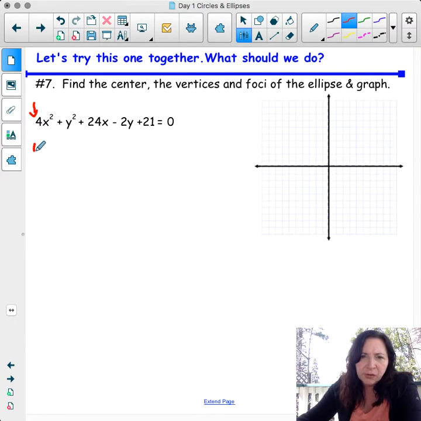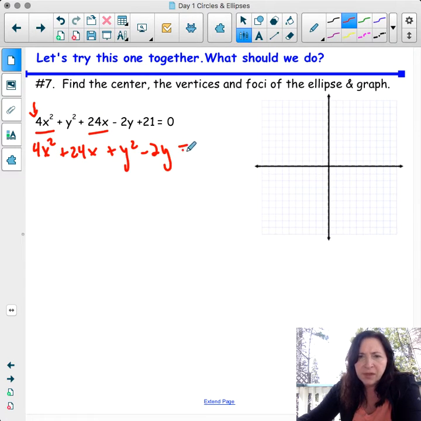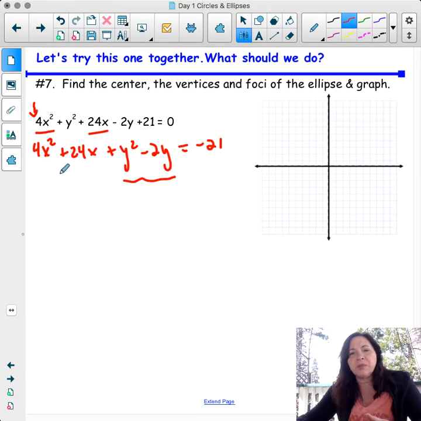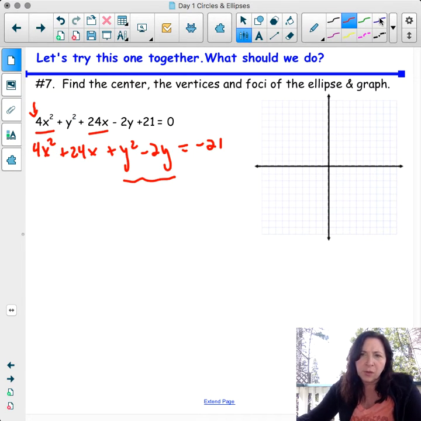So let's rewrite this first. So we're going to go 4x squared. I'm going to group my x's. So I've got this and this. So plus 24x and plus y squared minus 2y is equal to negative 21. Now, again, I can complete the square on this part right here because I have a y squared term and a y. In order to complete the square, you have to have a y squared term and a y. To complete the square here, I do have an x squared term and an x. But again, this 4 has to go away. So in order to make it go away, you do not divide it out. We're just going to factor it out of this little part right here.